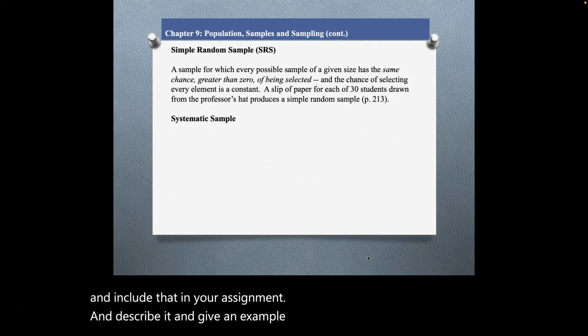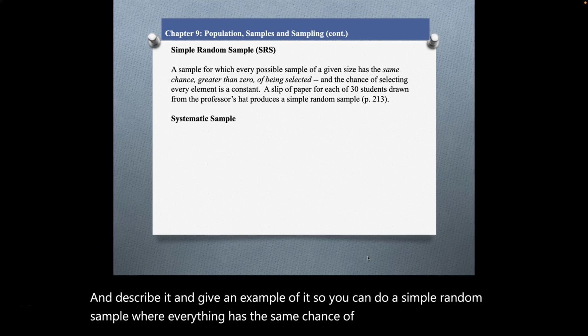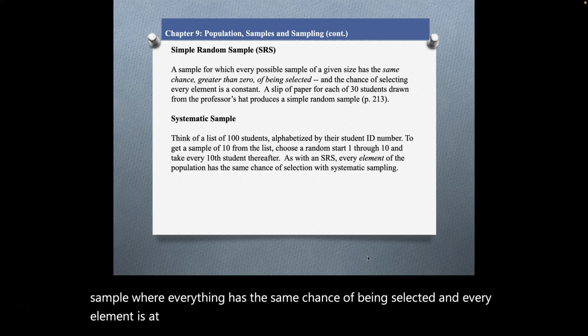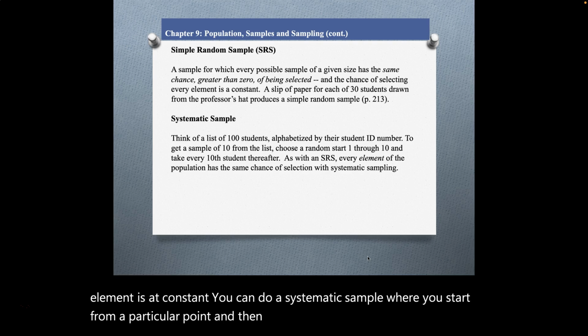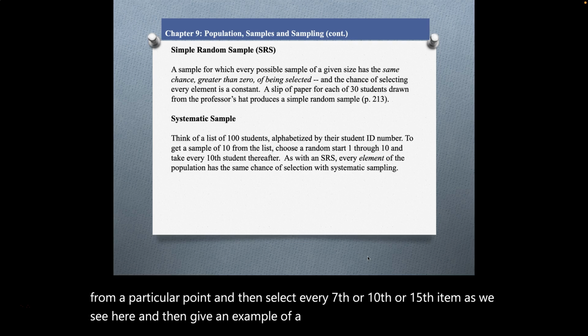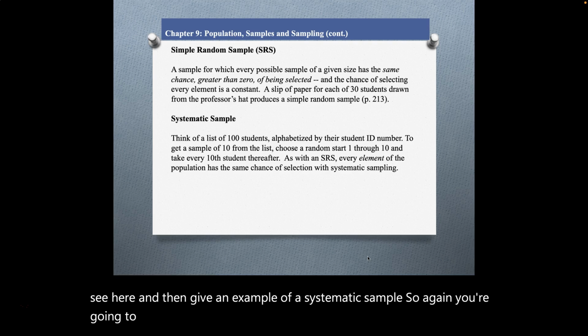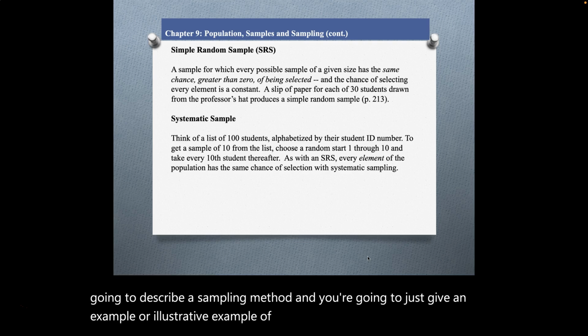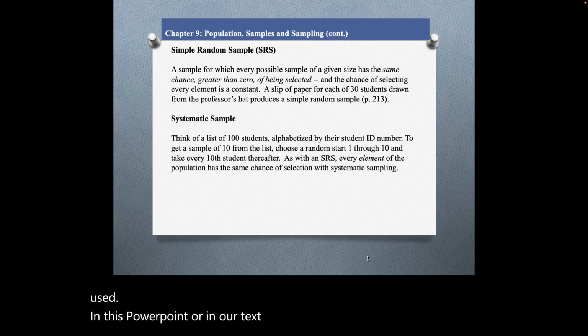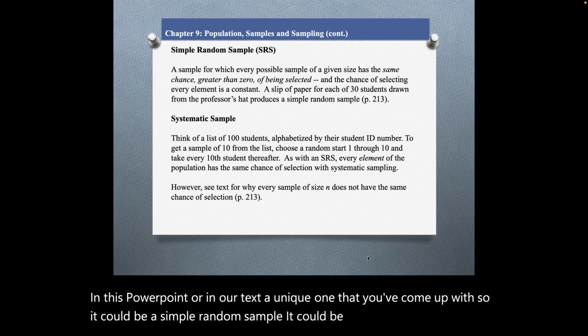So you can do a simple random sample where everything has the same chance of being selected and every element is a constant. You can do a systematic sample where you start from a particular point and then select every 7th or 10th or 15th item, as we see here, and then give an example of a systematic sample. So again, you're going to describe a sampling method and give an illustrative example of that sampling method, and not the ones used in this PowerPoint or in our text, a unique one that you've come up with.